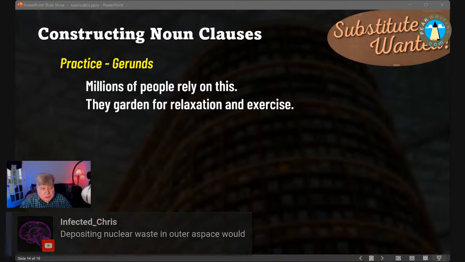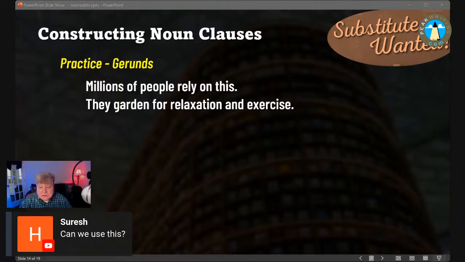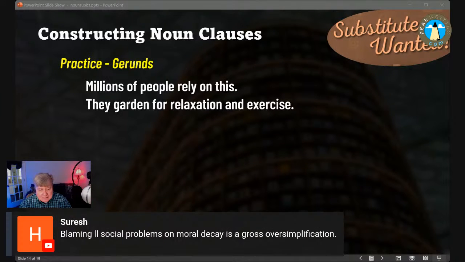Suresh, when you ask, can we use this? Tell me exactly what this refers to. There's that pronoun issue that we've been dealing with. That's exactly right. Oh, I see what you're doing, Suresh. At that point in the presentation, I was doing infinitive phrases and clauses. And so you're asking, could you change it to a gerund, blaming? You're exactly right. Instead of to blame, infinitive, you could say blaming. That's exactly right, Suresh.